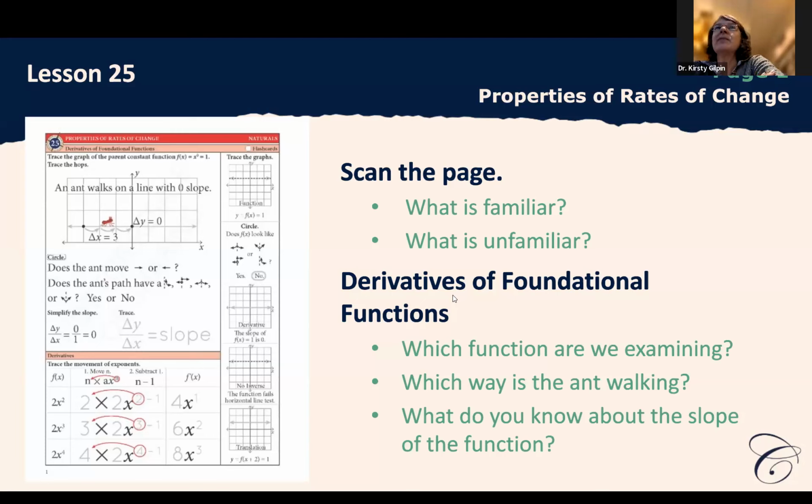And so there we've got our ant. Which way is the ant walking? To the right. Do you think that's important? Why do you think we asked which way he was walking? Because when we are determining if slope is positive or negative, we're going from left to right.